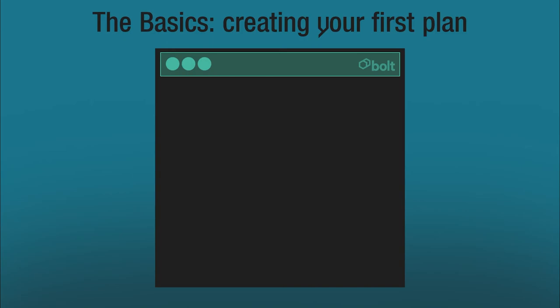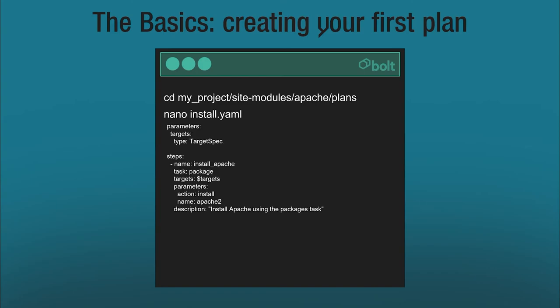Now that you have run your first commands, it's time to create a plan to organize your commands, scripts, and tasks. This plan will be installing Apache on 2 targets, so that it can run Apache and upload an HTML page. First, you have to create a file named install.yaml inside of the MyProject, site-modules, apache, and then the plans directory, and add the following content.